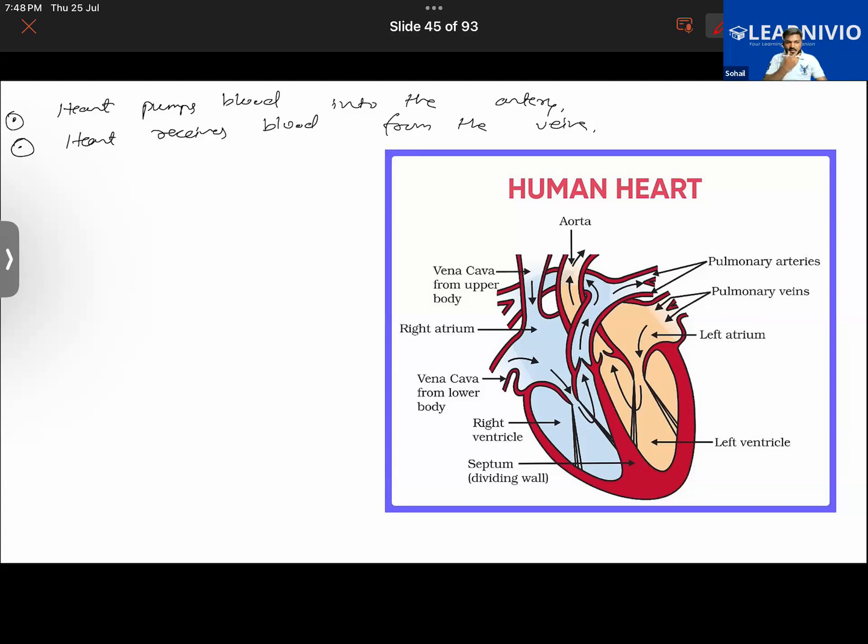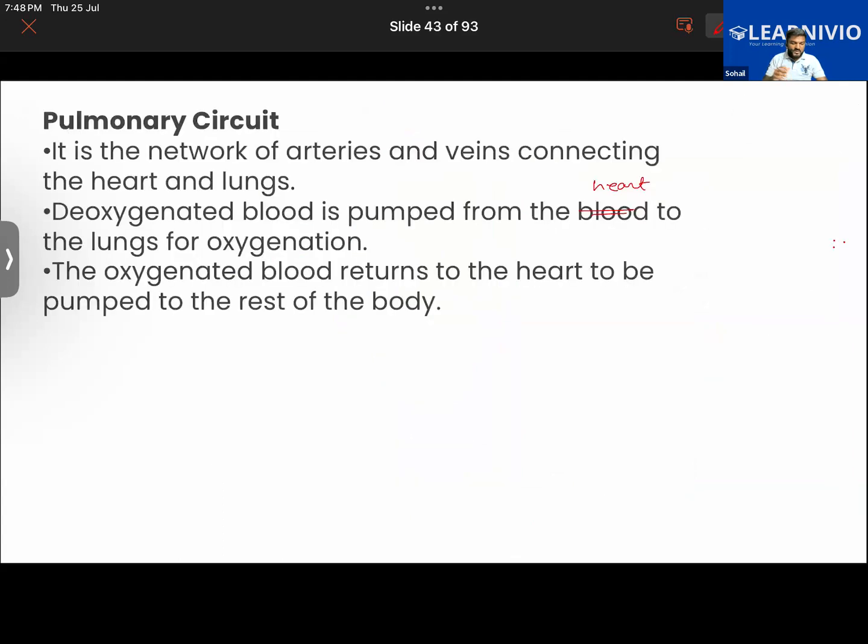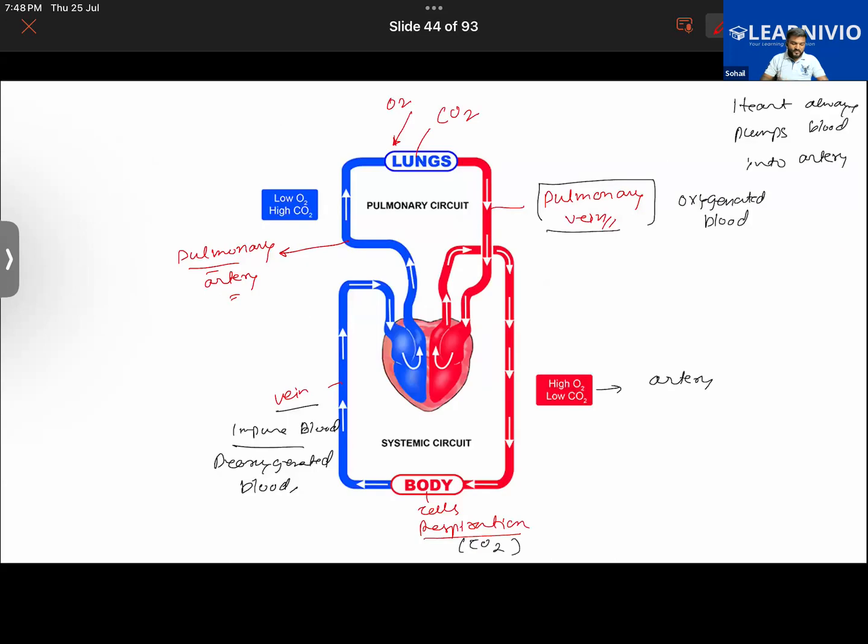So now pay close attention to this diagram. The basic thing about the pulmonary circuit that we have learned is that deoxygenated blood is pumped from the heart to the lungs for oxygenation. Like deoxygenated blood is coming via the veins to the heart, right? This vein brings the blood towards the heart, and that's one of the special things about veins, that they bring the blood towards the heart.